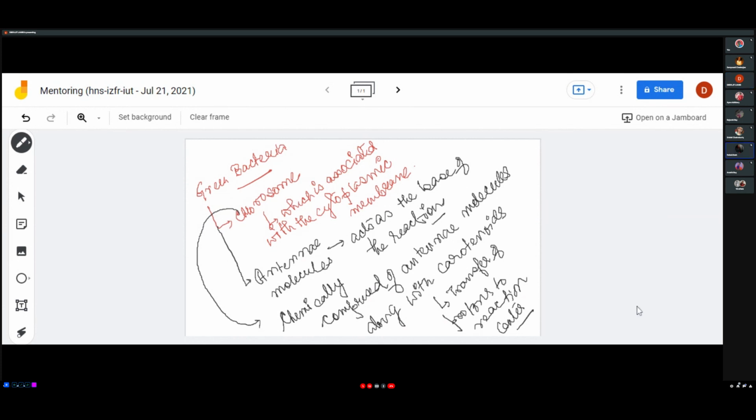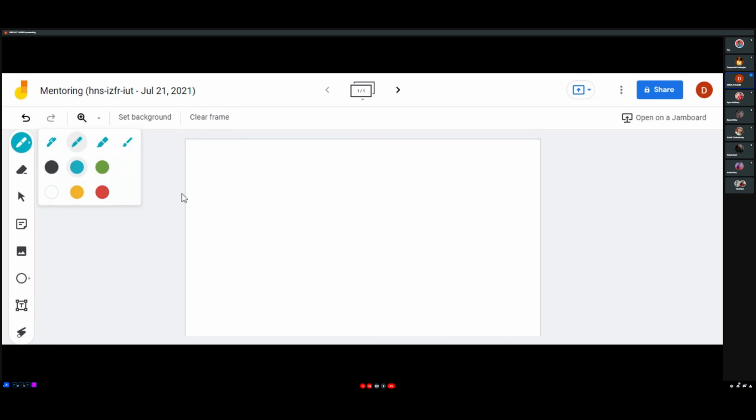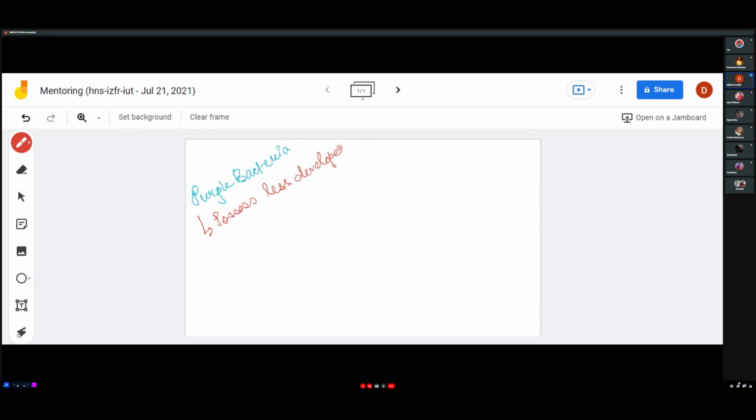Yes, sir. Okay. Now we will talk about another type of bacteria known as the purple bacteria. Now always remember, this purple bacteria possess less developed photosynthetic structures. So they possess less developed photosynthetic structures than that of cyanobacteria.